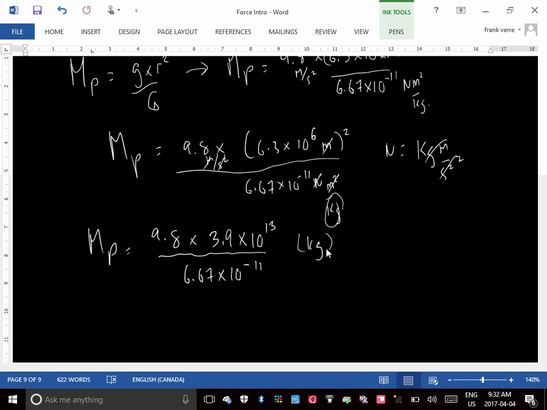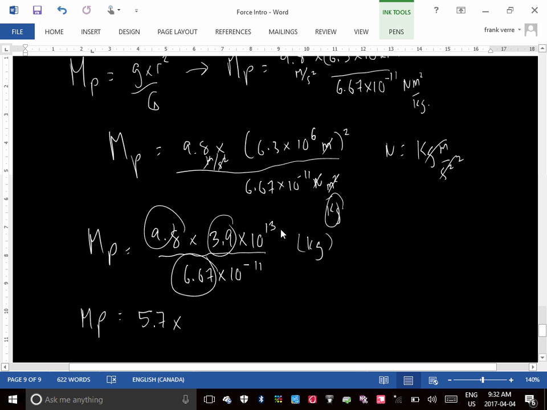Okay. So let's just look at the numbers. For me, this is simpler. So what's 9.8 times 3.9 divided by 6.67? Let's just look at the numbers. 9.8 times 3.9 divided by 6.67. What is that? Forget the exponents. 5.7?